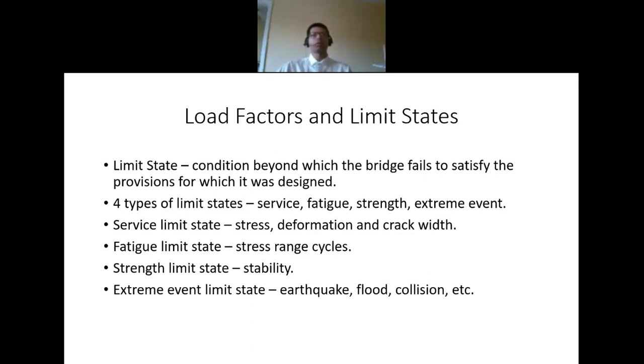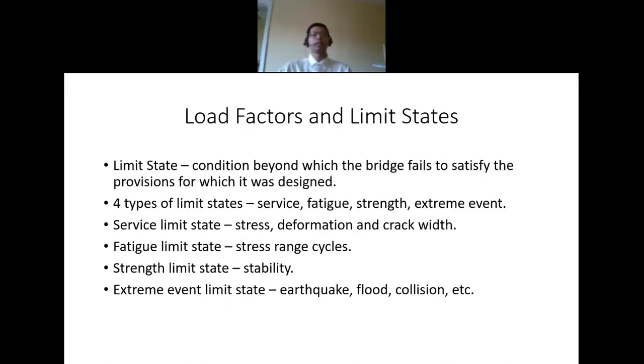Okay, so let's look at what limit state is. Basically, limit state is a condition where, beyond the limit state, the bridge fails to satisfy provisions for which it was designed. This doesn't mean that the bridge would immediately collapse. This means that it would start showing signs of structurally weakening.